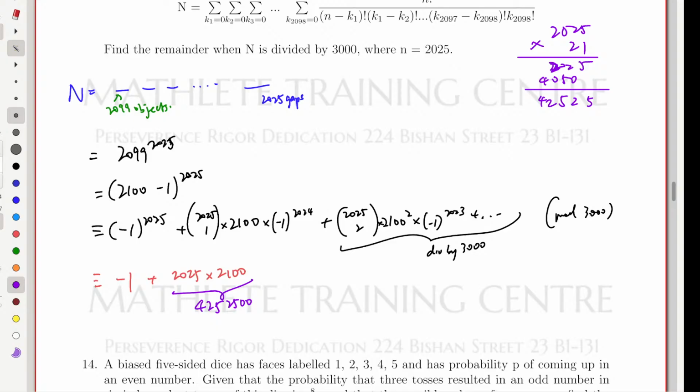Okay, so if I want to divide this thing by 3000, what do I get? Well, 42 is a multiple of 3, 51 is a multiple of 3, so this is congruent to minus 1 plus 1500. So that's going to be 1499.